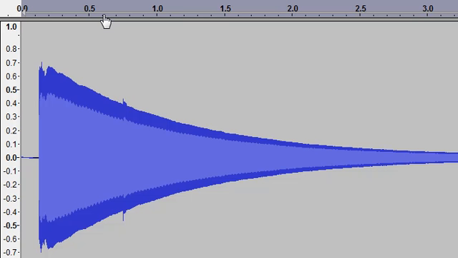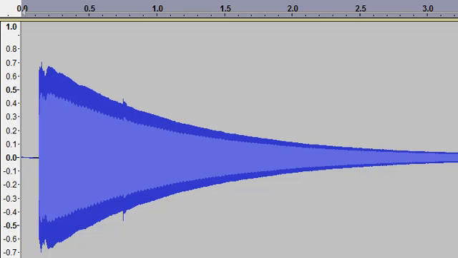Look at the shape of that graph. What happens over time? I'm going to play the file again. How is the shape of the graph related to the sound that's being played? And what's the y-axis representing?